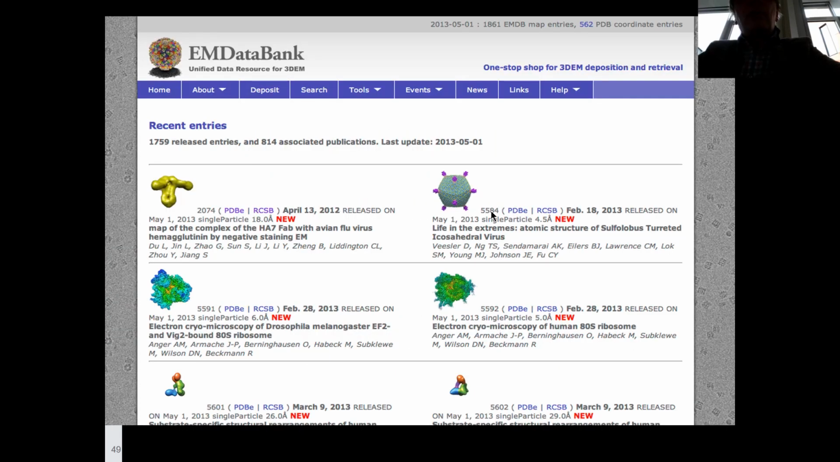Maybe just to remind you, the electron microscopic structures are all deposited in the RCSB protein database, which I have mentioned to you in one of the former exercises on Thursdays. But there's an additional database, the EM Data Bank, that has a unified data resource for all the EM structures, also the reconstructed maps by which the structures have been made, and that can also be gone through.